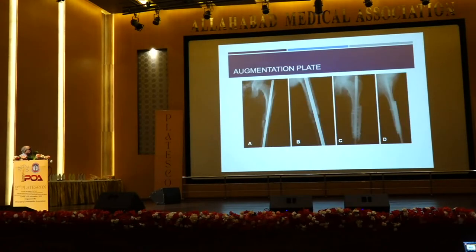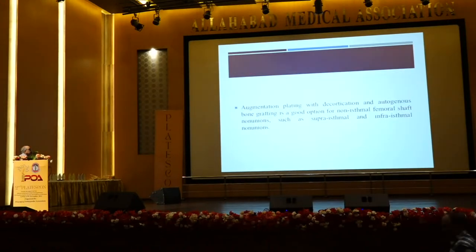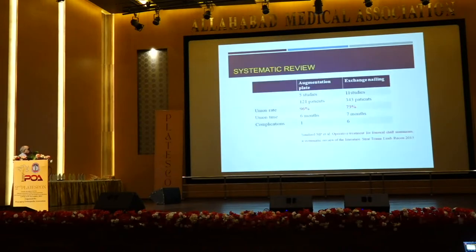So this type of augmentation plate can work well with the exchange of nail as well, or you can retain the old nail, and here in the old nail an augmentation plate has been put with good results. So this augmentation plate with decortication and bone graft gives a very good result even in those fractures which are in the junctional area, especially supracondylar or metaphyseal. When the canal is widening, that is the area where rotational asymmetry is more important.